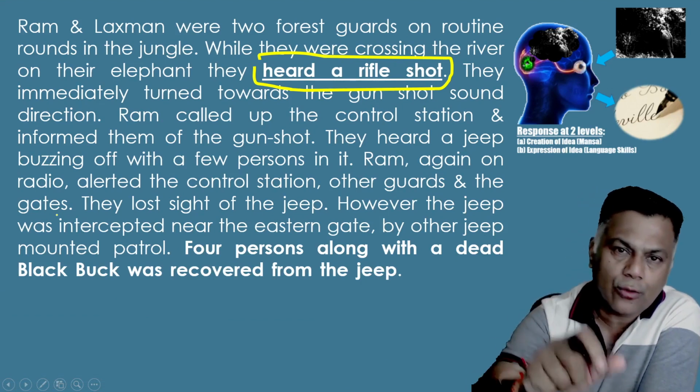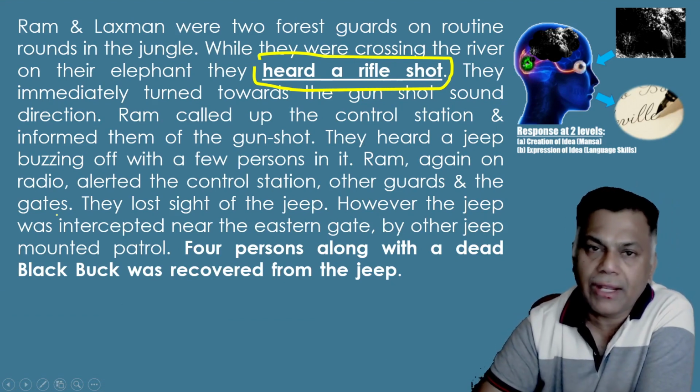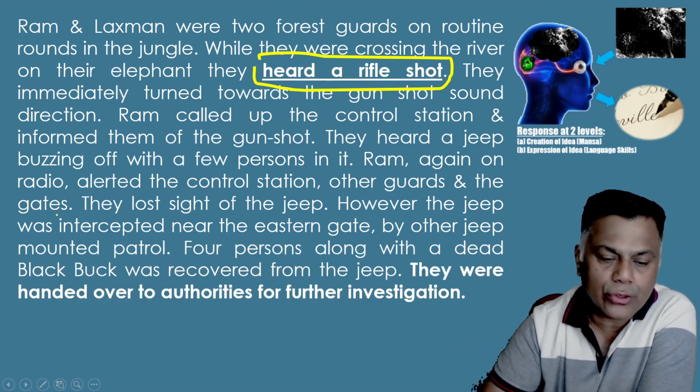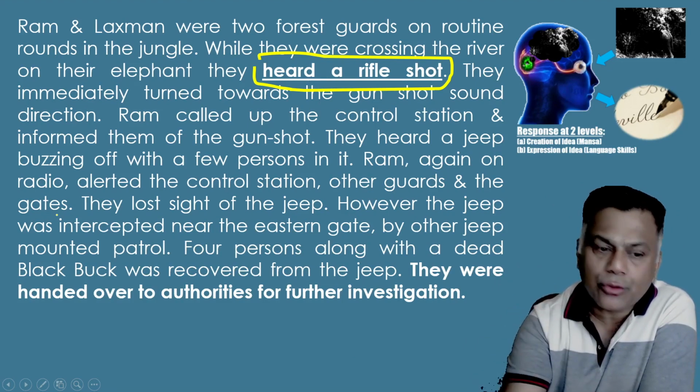है ना, 4 लोगों को भी पकड़ लिया. उसके अंदर एक ब्लैक बक भी मरा वाला मिला. क्यों मरा वाला मिला? क्योंकि वो पोचिंग करने के लिए आए थे. And they were handed over to authorities for further investigation. किसने दिया? राम लक्ष्मण का तो स्टोरी खत्म हो गया.